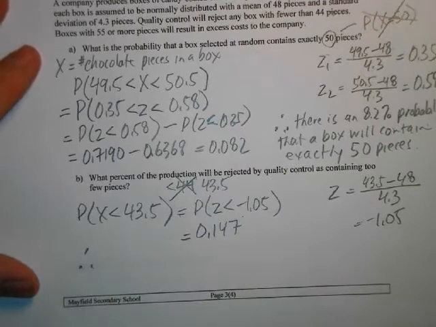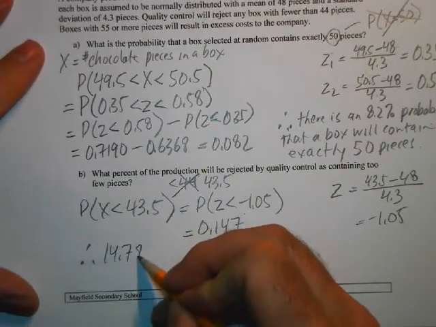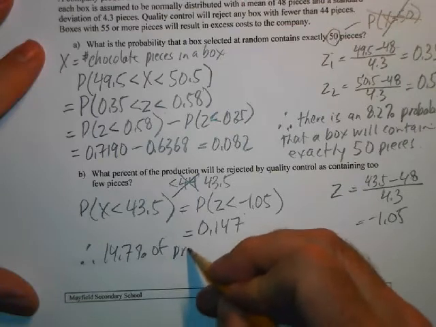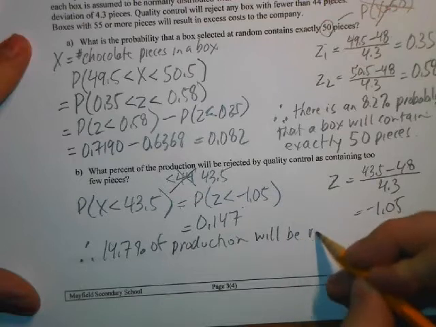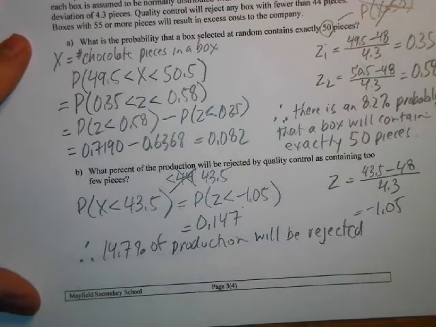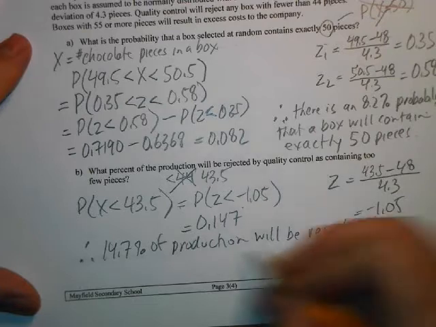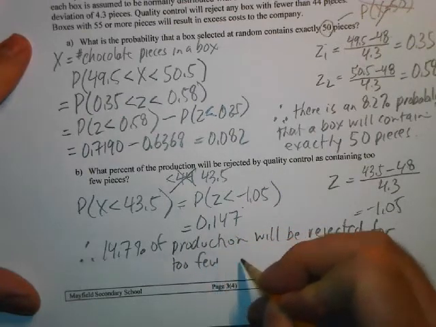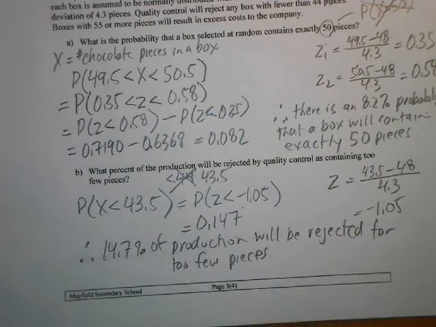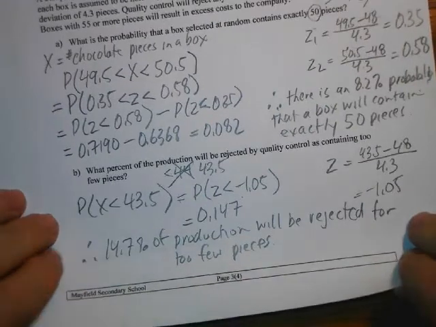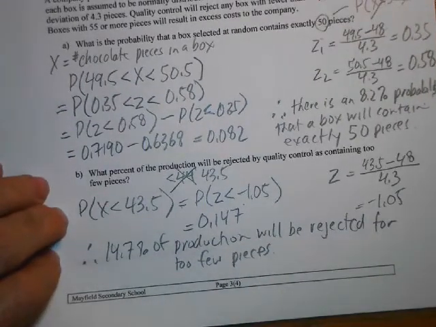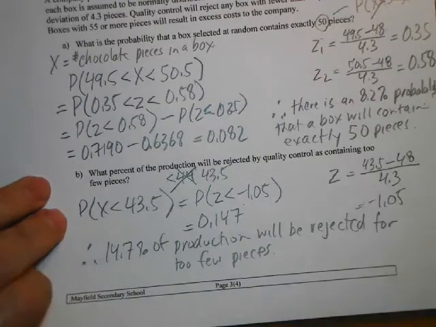So our word answer, therefore, is 14.7% of production will be rejected for too few pieces. Okay, so hopefully you're getting the hang of this. You have to convert the actual integer values into a range of plus or minus 0.5 around those values we really want. Okay, so let's finish this off.